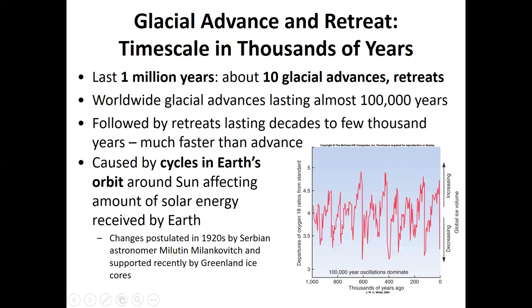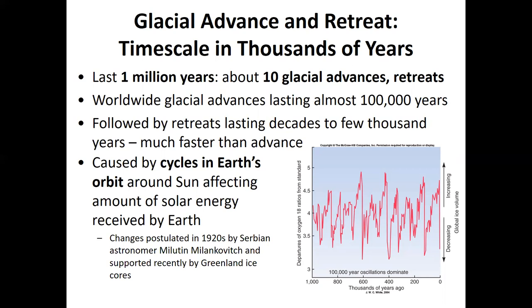So we have an idea of what Earth's climate was like in the deep past. We know that Earth's climate was much warmer than it is today, and also much cooler than it is today. There's been a lot of variability in Earth's climate. Looking at it more recently, on a timescale of thousands of years, in the last 1 million years, there have been 10 periods of glacial advances and retreats.